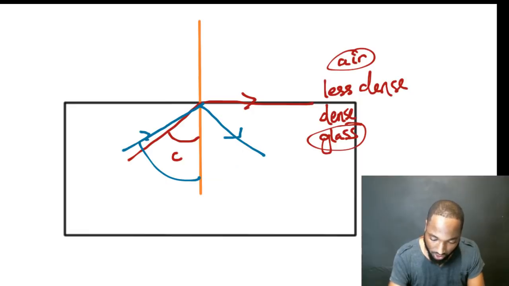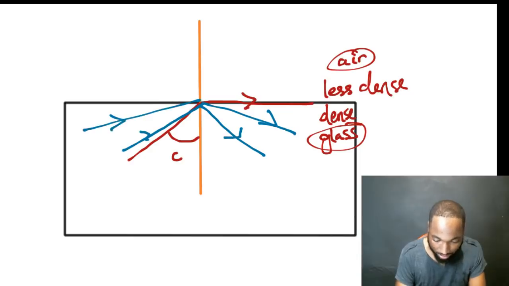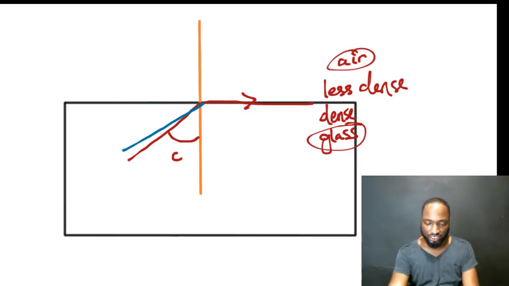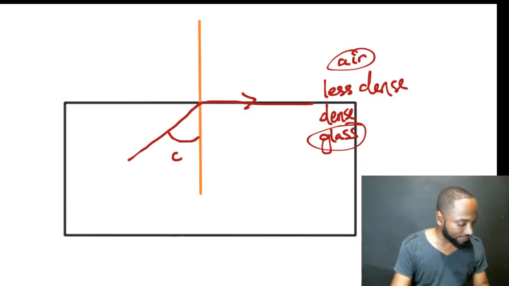So how then are we going to get a ray coming out about here? Well, you need an incident ray about here, so it will go about there. So you understand? Enough on understanding the theory behind that.